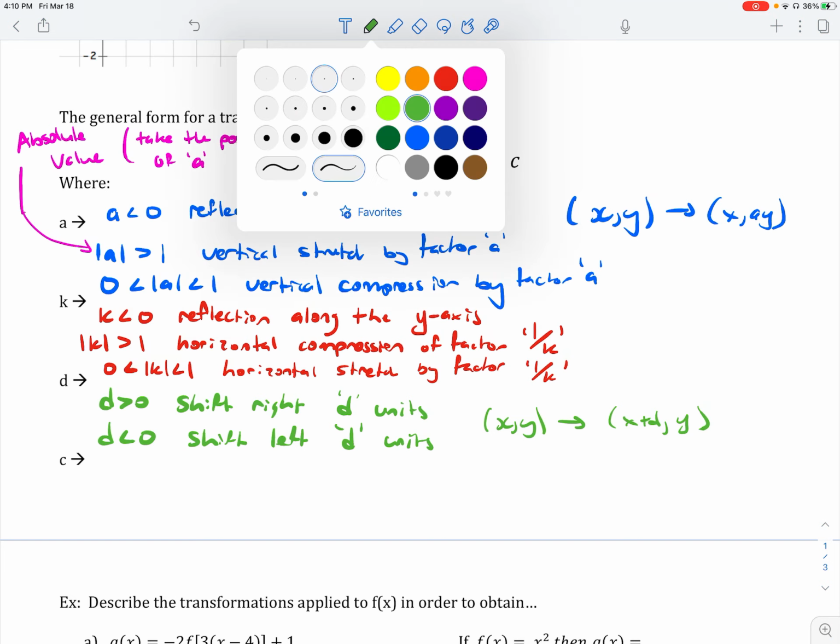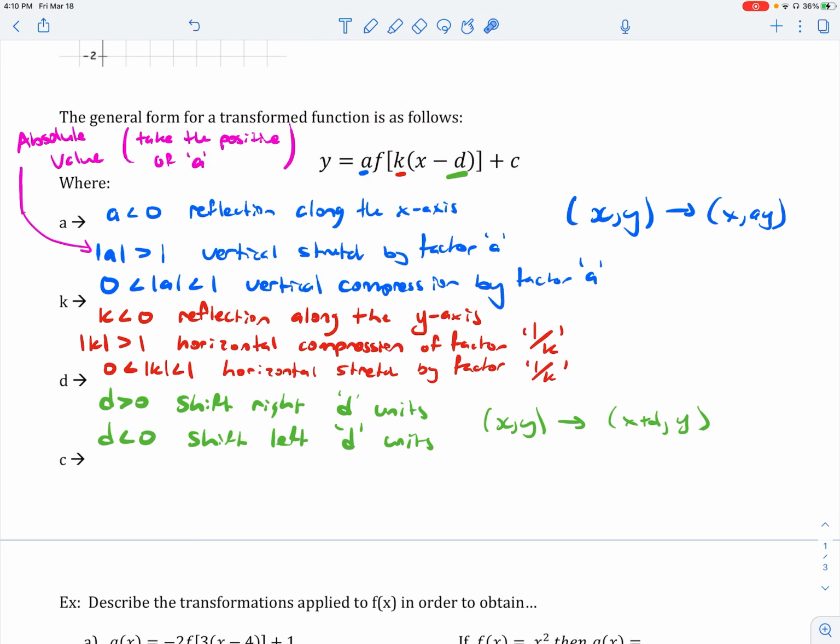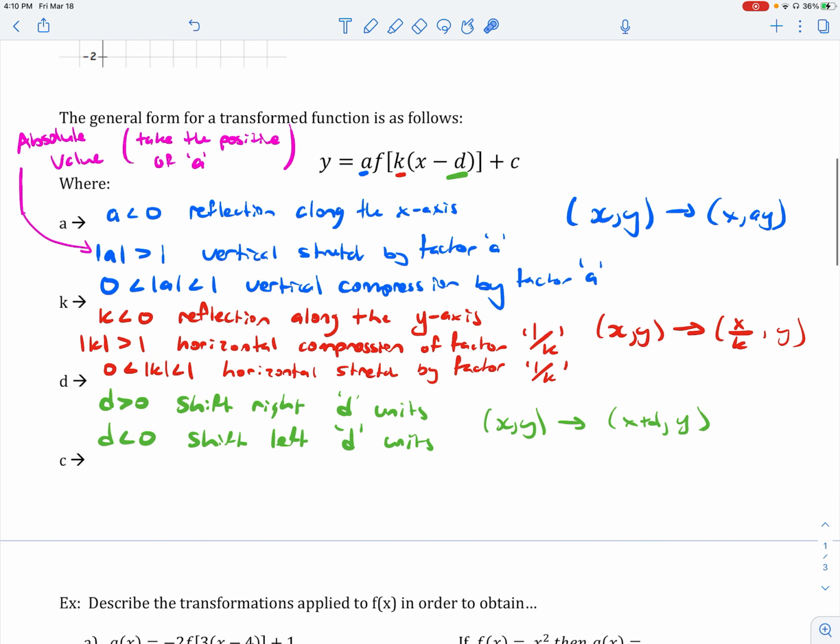Okay, I just realized we're missing the one for K. Remember, K is the horizontal stretch or compression. So that always takes my base points x, y, and we divide x by K. So if K is, let's say, positive 3, K would be bigger than 1. It would be a horizontal compression because the factor is 1 over 3. So we would be dividing x by 3 in that case. That would give me the horizontal compression of a third.